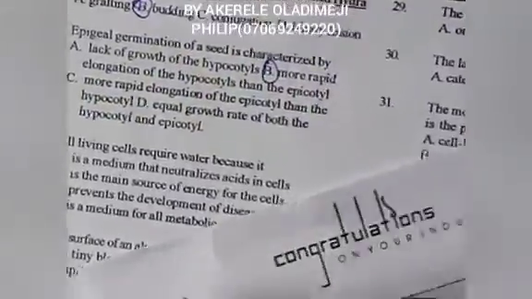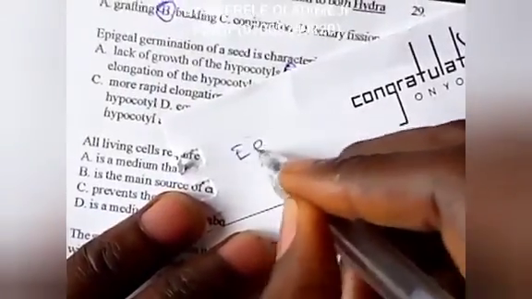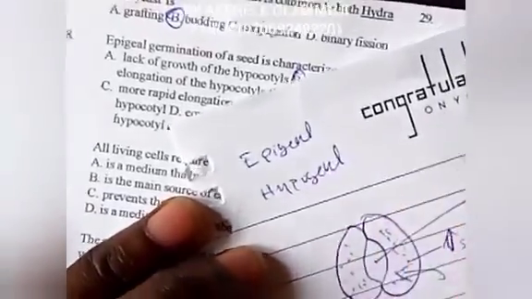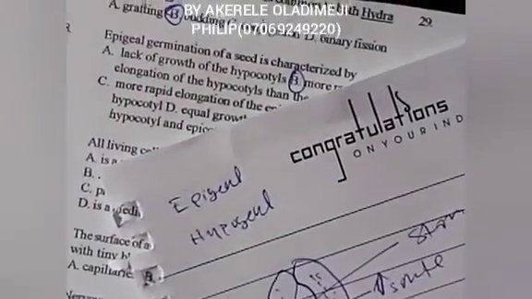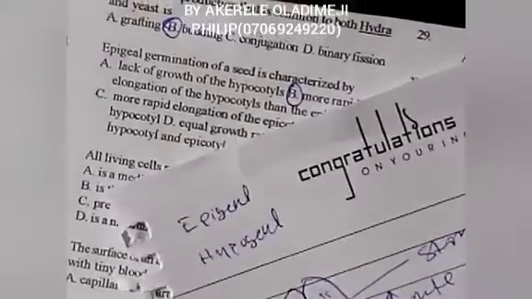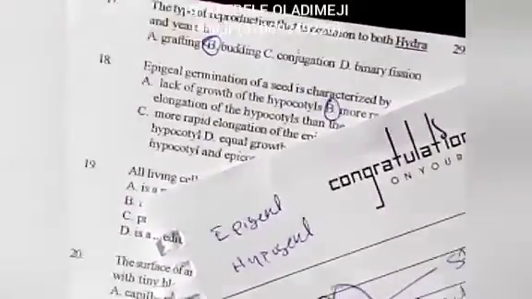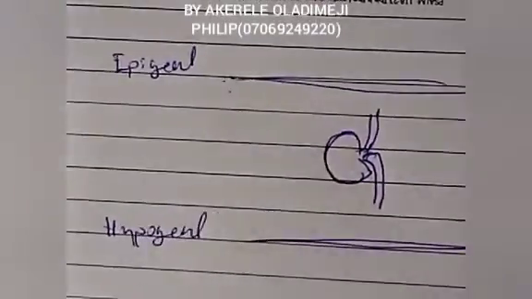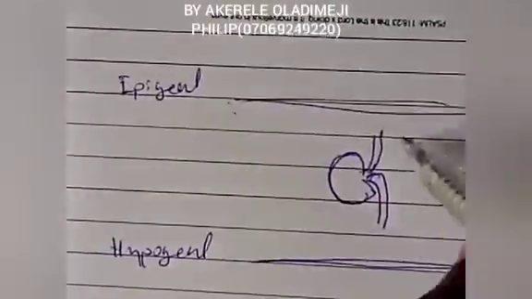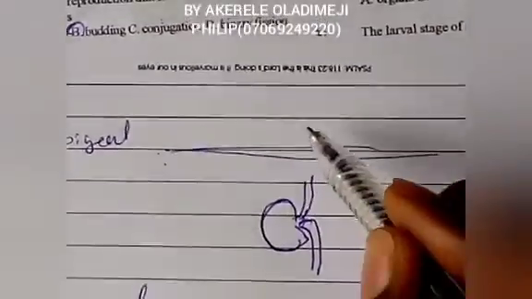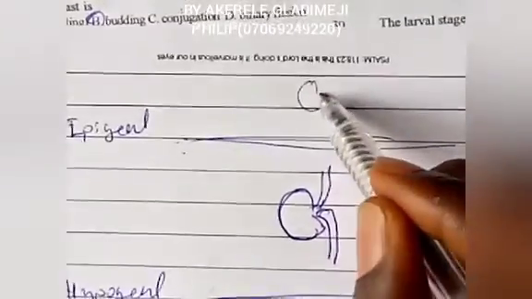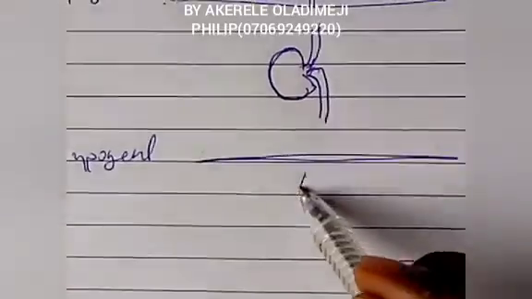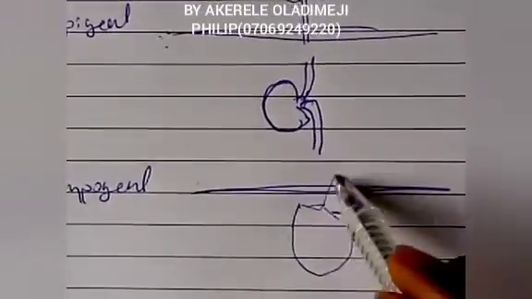Now, we have two types of germination, epigeal and hypogeal. Let me use a clearer paper. Epigeal means that when the seed is matured, it will bring the cotyledon above the soil with it, while hypogeal means the cotyledon will be left below the soil. That's why it's called hypogeal.